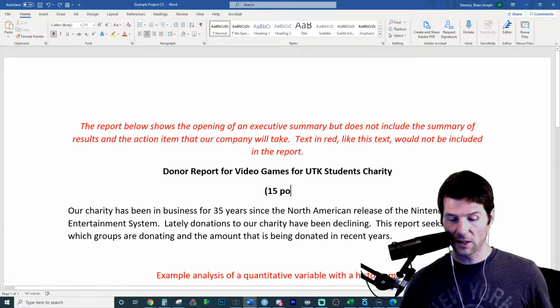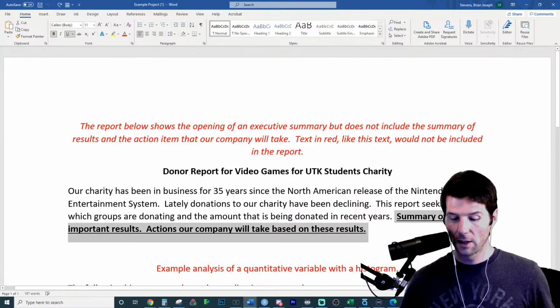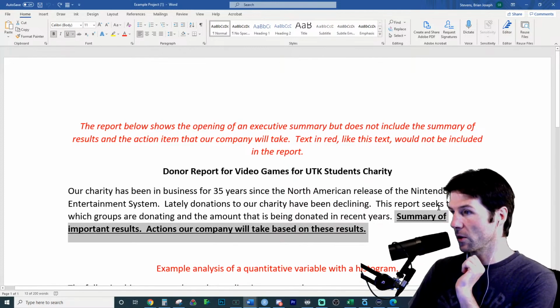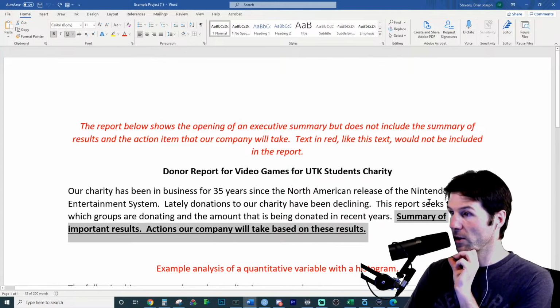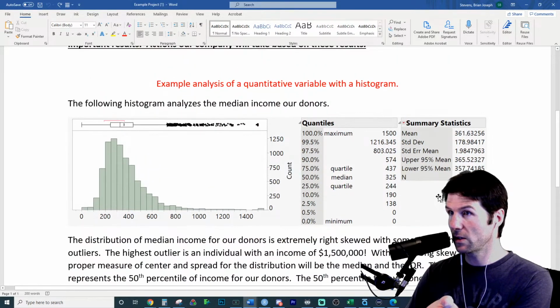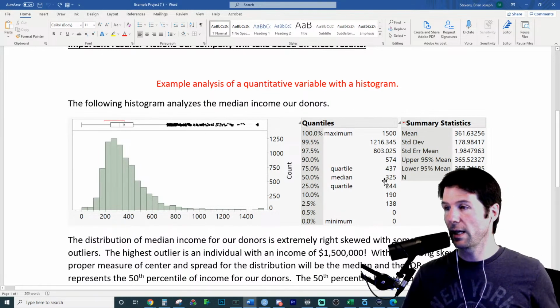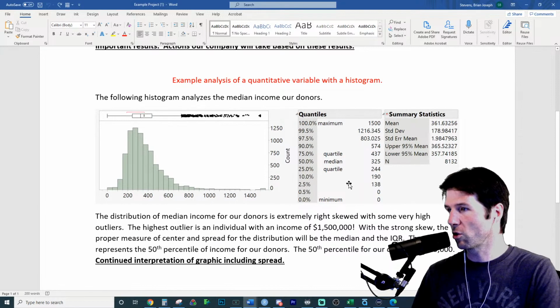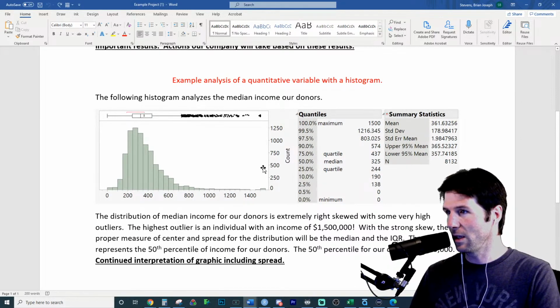So remember, as this says right here, this does not have those key components. We do not have the summary of important results, and we do not have the action items our company will take, so you'd lose a lot of points right there. Here we see a clear analysis of a histogram, which I think that's the second task. Very, very interesting. The donor data set right here, you'll see we have a very right skew distribution with an outlier of someone who gave $1.5 million.